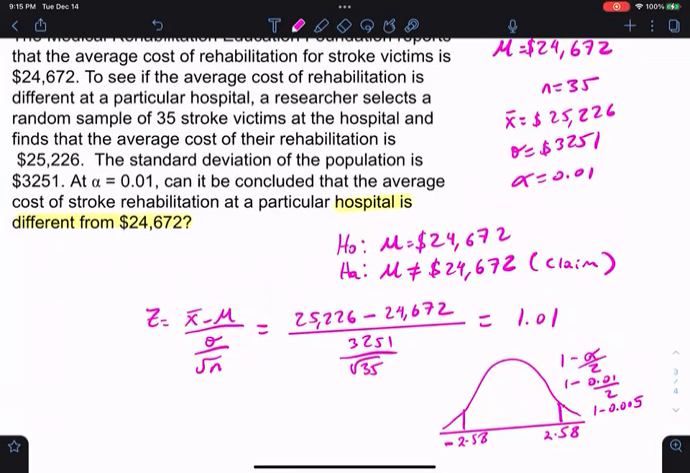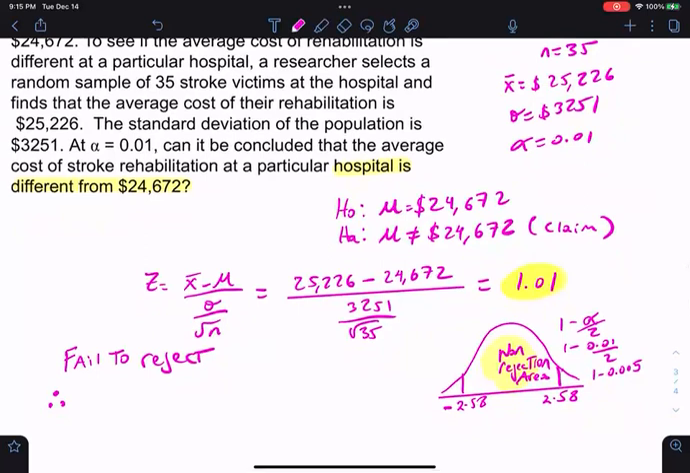So that's not it. This value is in the non-rejection region. So we fail to reject, right? So we can say fail to reject, because this value right here, it's here somewhere, right? And this is the non-rejection area or region, or whatever you want to call it. Therefore, we say there's not enough evidence to support the claim, right? There's not enough evidence to support the claim. This is what you're supposed to do on the test.